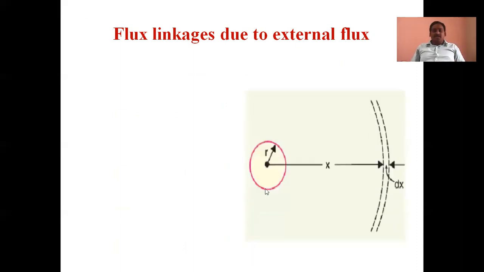See, this is what happened. First conductor here, this is the next conductor. The neighboring conductor is located at x meter distance here. Now we want to determine the flux linkages in this neighboring conductor, which is located at x meter distance from the center of the first conductor.